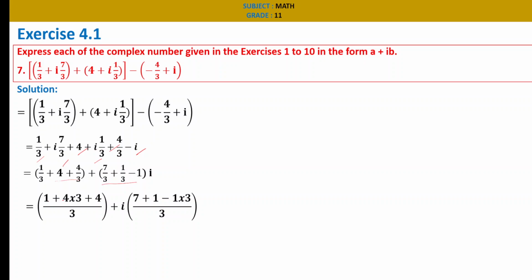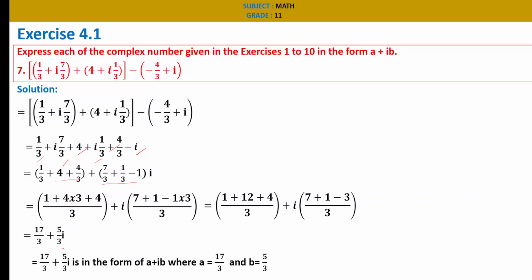So here 1 plus 4 3s is 12. So 12 plus 1 is 13. 13 plus 4 is 17. So 17 divided by 3 plus, here 7 plus 1 is 8. 8 minus 3 is 5. 5 by 3 i. So we are going to get (1 plus 12 plus 4) divided by 3 plus i (7 plus 1 minus 3) divided by 3. That is 17 by 3 plus 5 by 3 i, which is in the form of a plus ib, where a is equal to 17 by 3 and b is equal to 5 by 3.